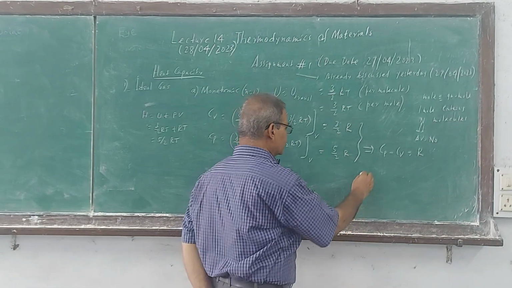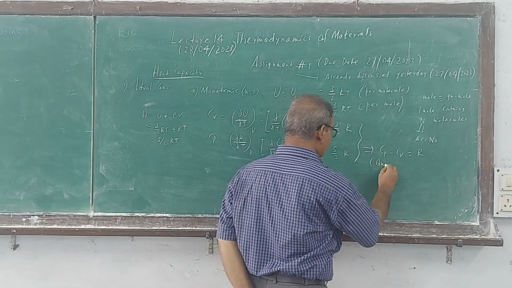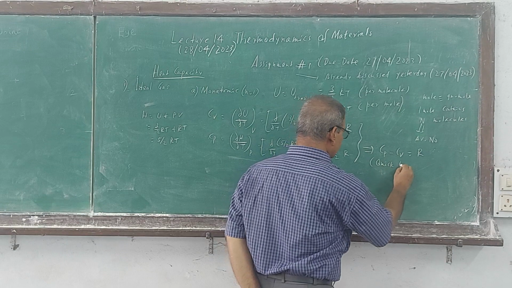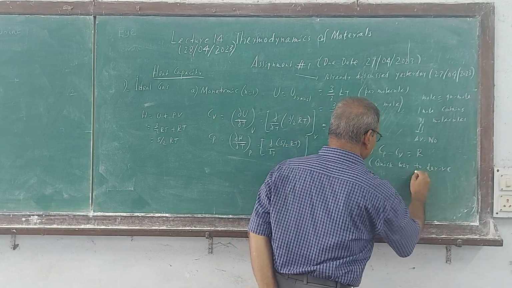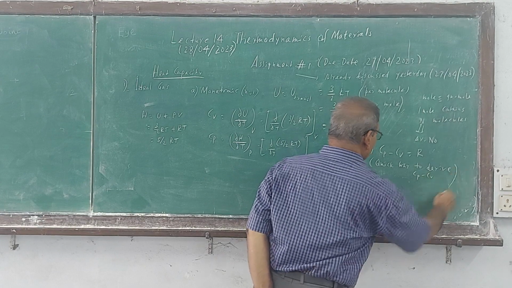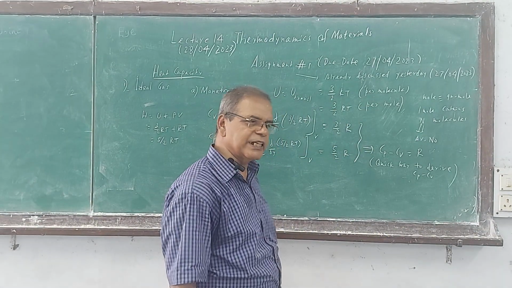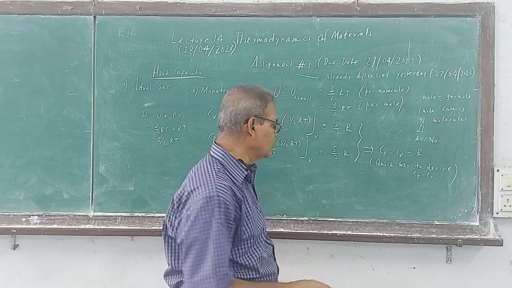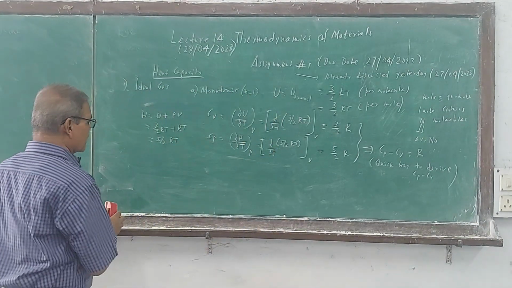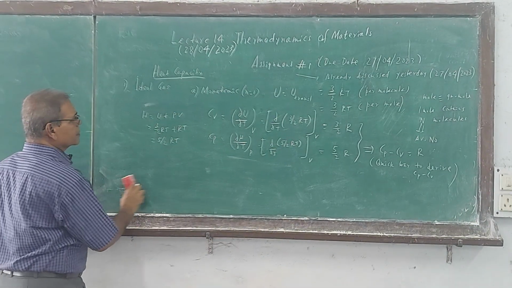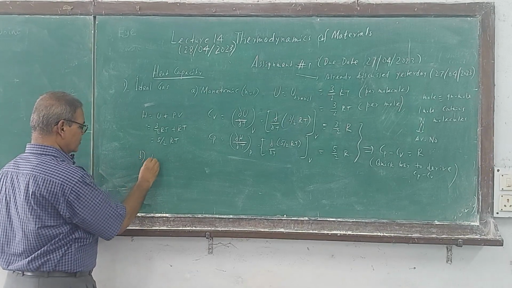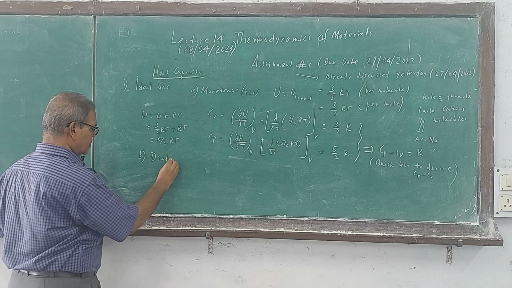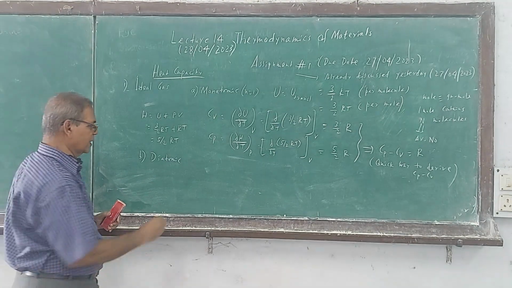This is the quick way to derive this, but I will give you a detailed derivation later on. So this is the monatomic. Next is diatomic. Let me start with B, diatomic, that is N is 2.